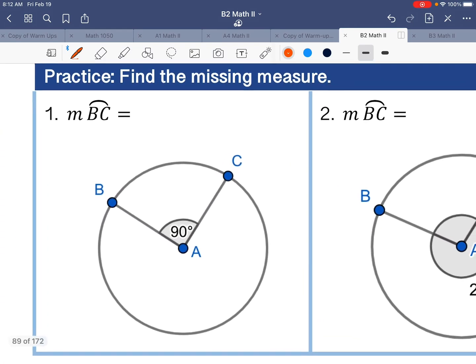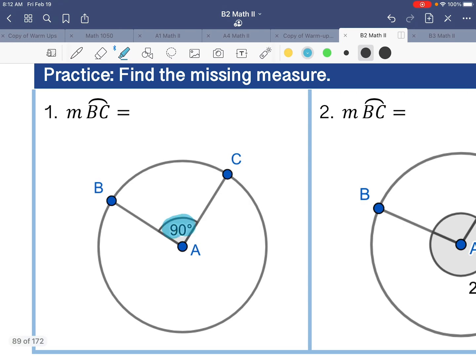So for this first example, we have the measure of this central angle here, and it's asking us for this arc measure, the measure of arc BC, which we just learned are the same. If the central angle is 90 degrees, the arc measure is also 90 degrees. So that one's super easy. Those two things are equivalent because they're defined with each other.